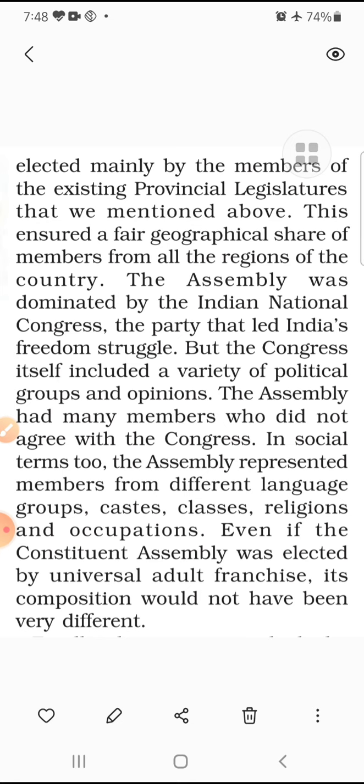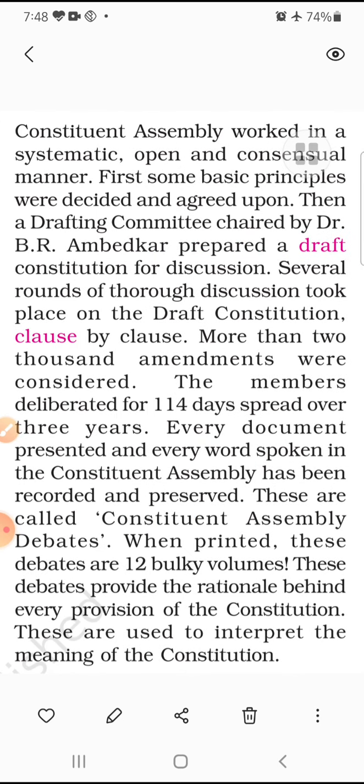Even though the Constituent Assembly was elected by universal adult franchise, and I think everyone knows what universal adult franchise is, meaning a person who is 18 years old can be involved in the politics of the country, its composition would have been very different. The Constituent Assembly worked in a systematic, open, consensual manner. Consensual manner means after a lot of thinking, a lot of discussion, thinking over the problem, this had happened.